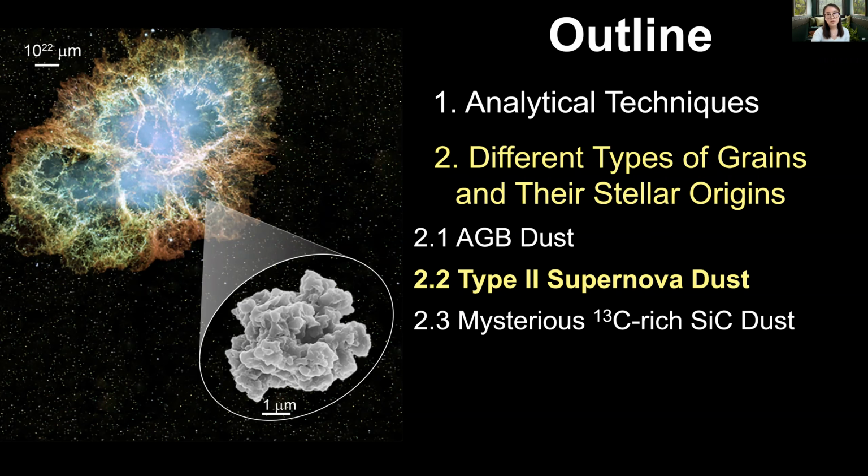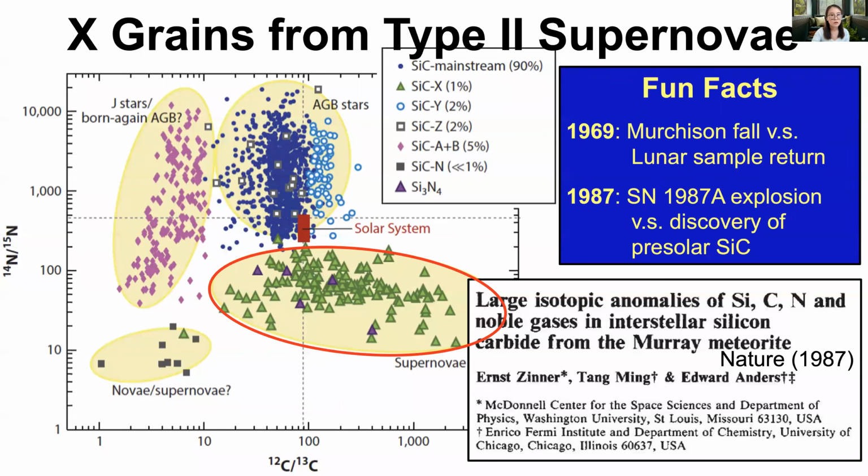After learning about the stellar origin of mainstream Y and Z grains and our insights into the s-process in low mass AGB stars based on these grain data, in the rest of the slides, we're going to move to type 2 supernova events and learn about their silicon carbide dust grains. Type X grains lying in this region of the nitrogen versus carbon isotope plot are believed to have come from type 2 core collapse supernovae.